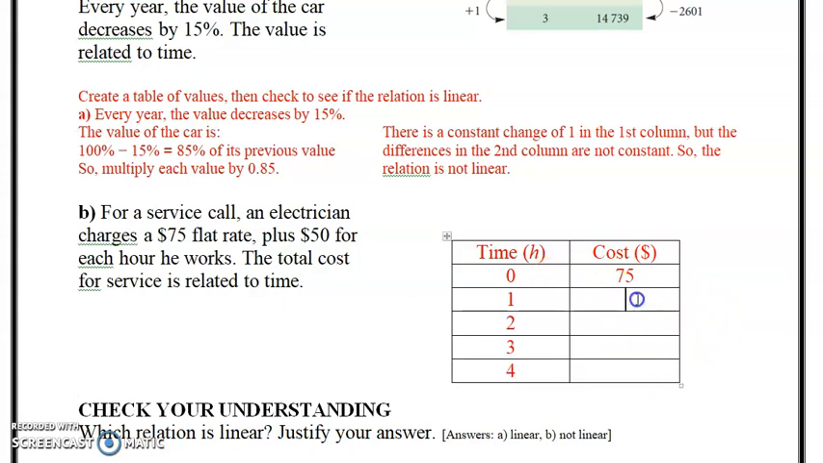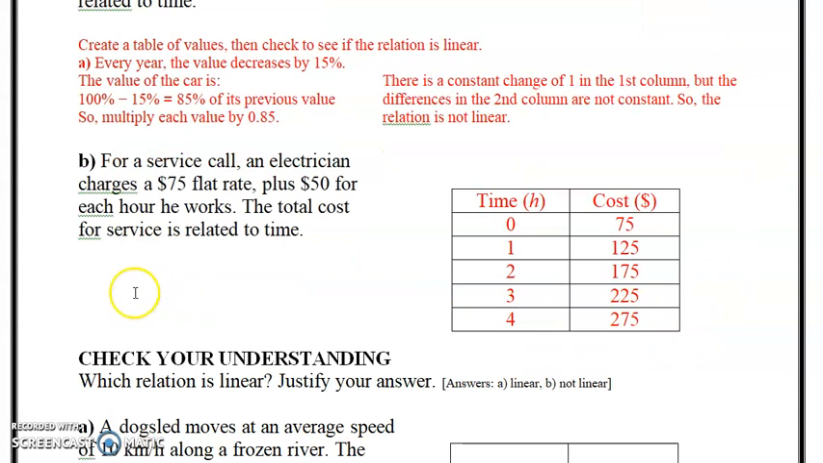For each hour he works, it's $50, it says. So $50 on top of that would be $125, and another 50 on that would be $175, another 50 on that would be $225, another 50 on that would be $275, right? And the total cost is related to time.